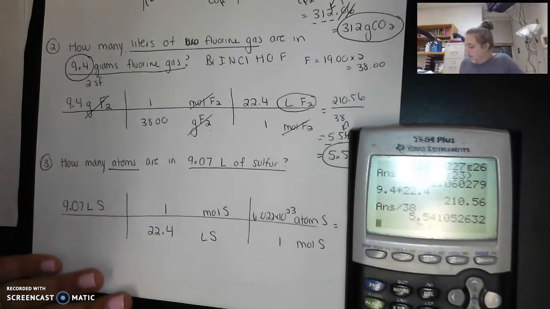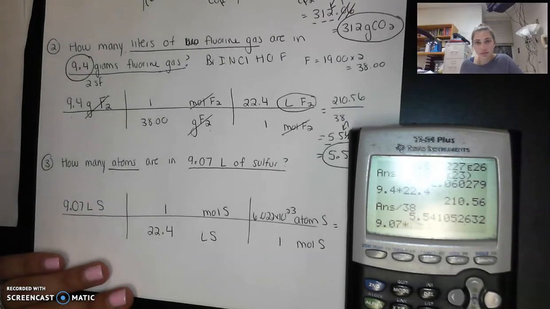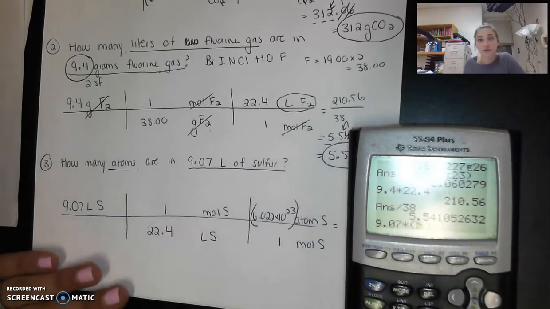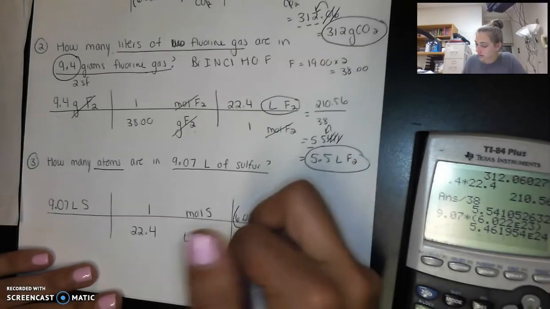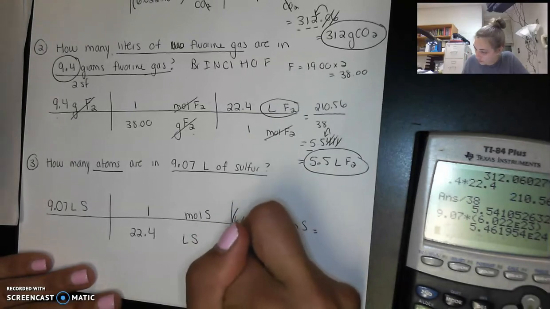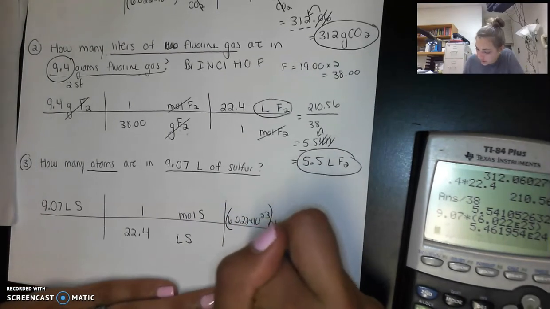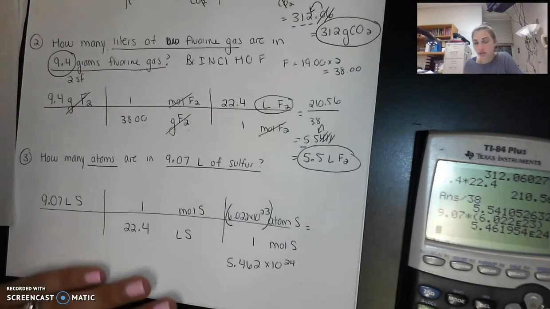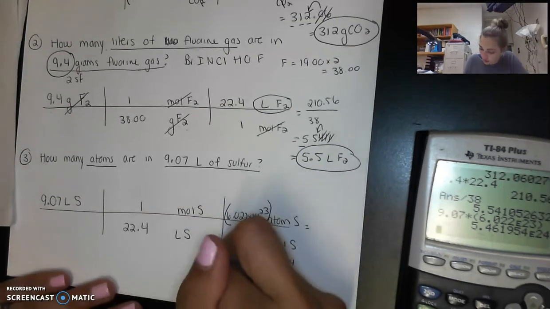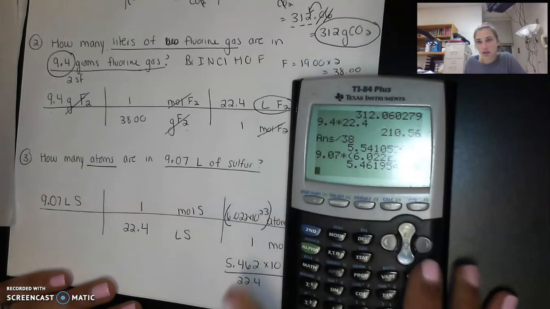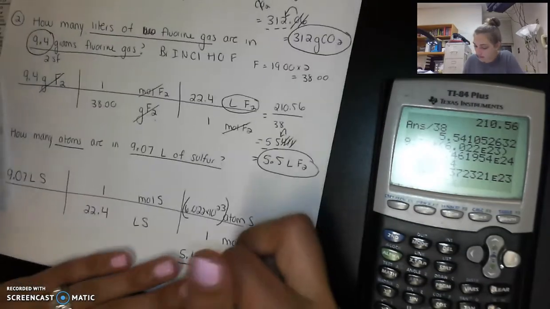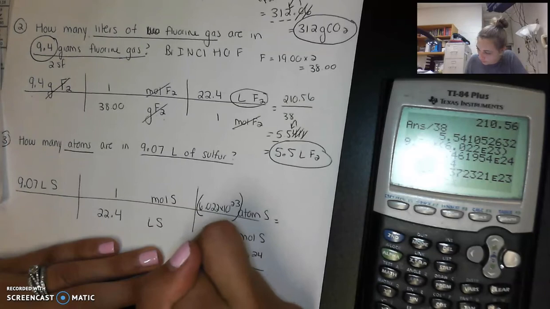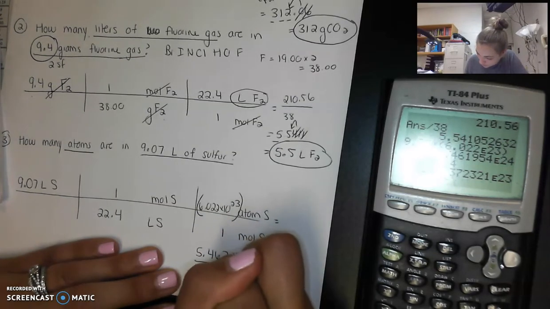So now, it's a matter of putting it into our calculator. So I'm going to multiply everything on the top, so 9.07 times parentheses, because we have scientific notation, 6.022 e to the 23rd. All right, so that gives me 5.462 times 10 to the 24th. All right, and then I divide that with what's on the bottom, which is 22.4. So in my calculator, I can just do divide by 22.4, and that gives me 2.438 times 10 to the 23rd.